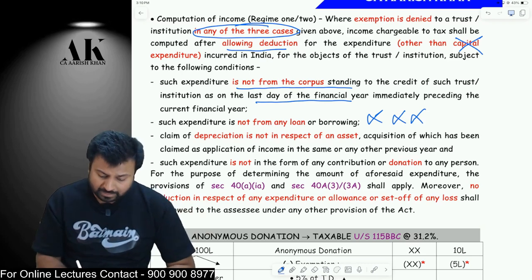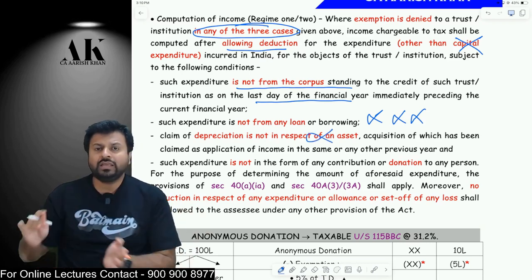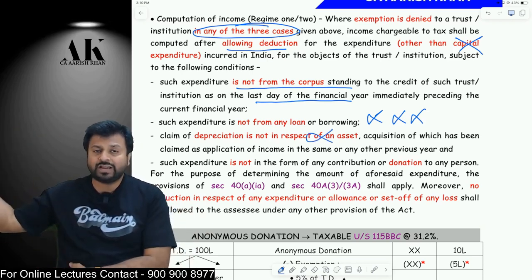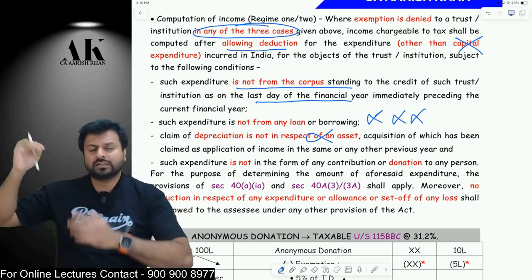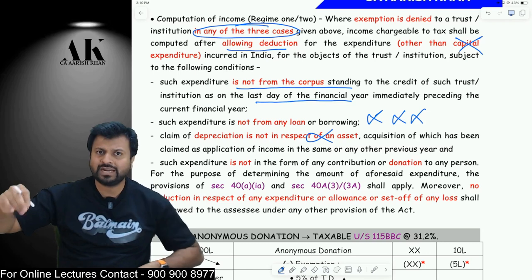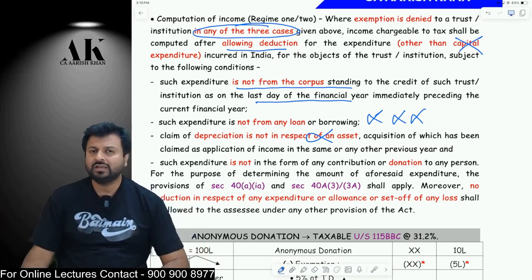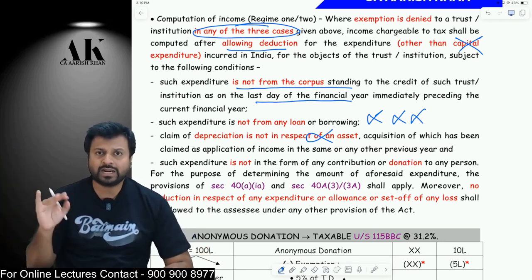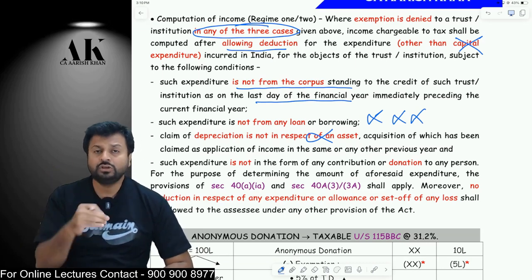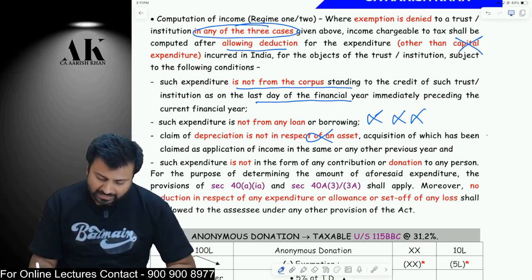Fourth, the claim of depreciation is not allowed if you have already claimed the deduction of that particular asset as an application. Suppose 2 years back you bought some asset and you claimed that as an application. You bought a building 2 years back, you claimed that as an application. Now after 2 years you want to claim depreciation on that building, that will not be allowed.